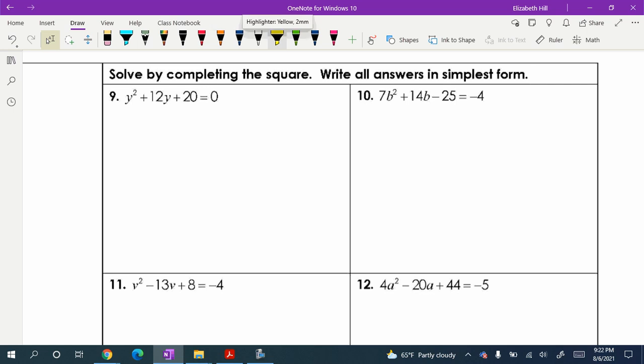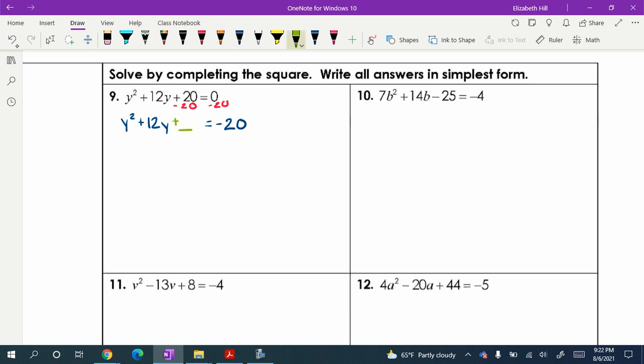All right, so first of all, I need to bring that 20 over to the other side. So we've got y squared plus 12y is equal to negative 20. Now I'm leaving this space there for a reason. I don't have to worry about anything out in front of the y squared, so we are ready to move on to the next step, and that is to complete the square.